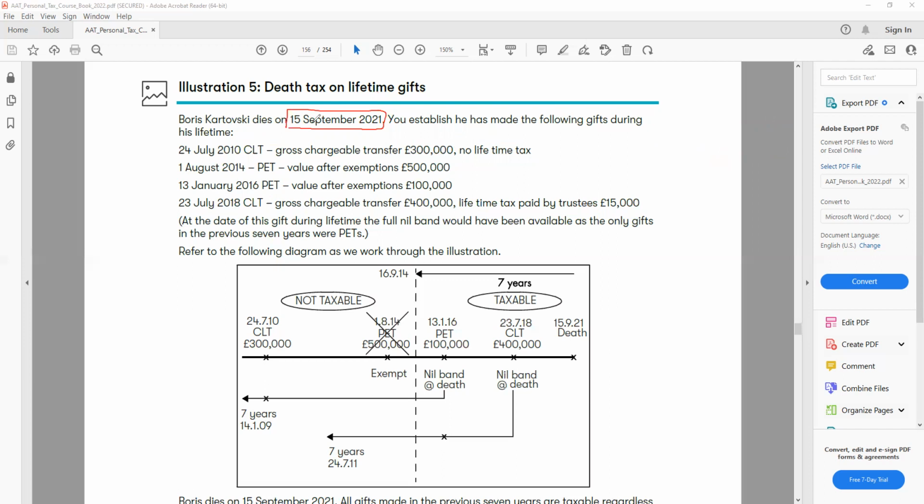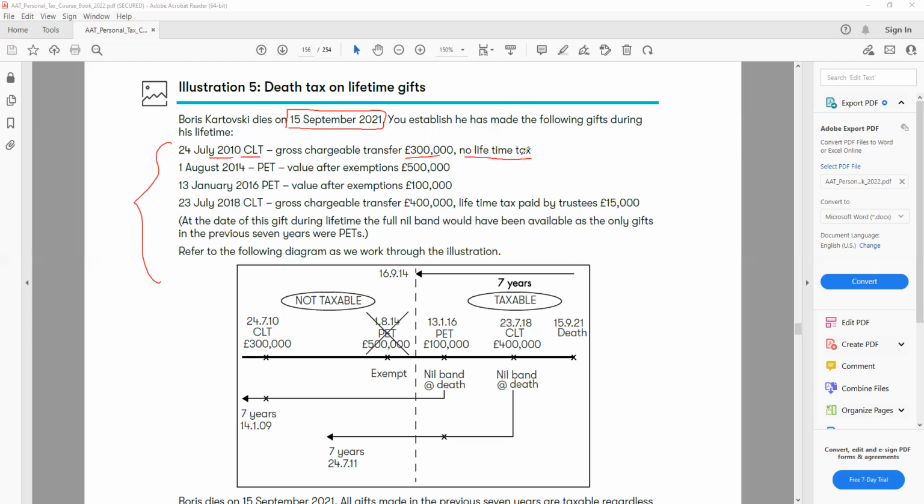The date of death matters, because we always have to calculate 7 years from that day. You should establish that he made the following gifts during his lifetime. On 24th of July 2010 he made a chargeable lifetime transfer, CLT, with a gross chargeable transfer of 300,000 and no lifetime tax. So there is no lifetime tax paid.